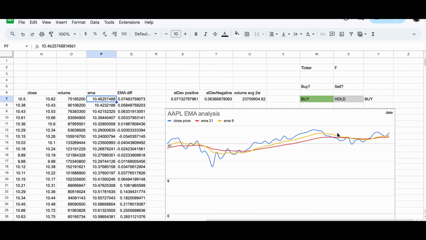Then you can see here on the graph, the blue line is the stock price, the yellow line is the 9-day EMA, the shorter EMA, and the red line is the 21-day EMA. This is a longer EMA.